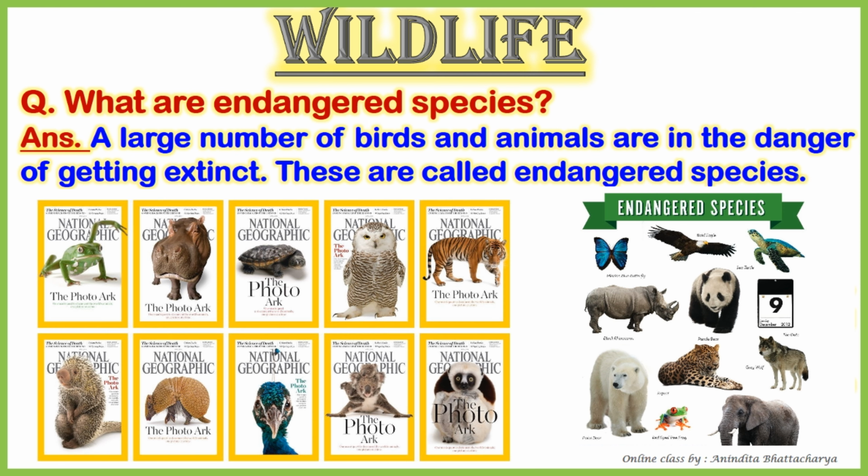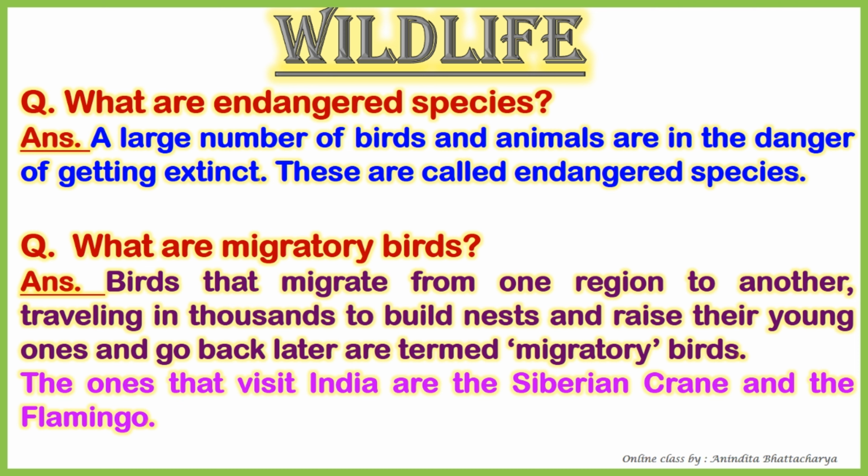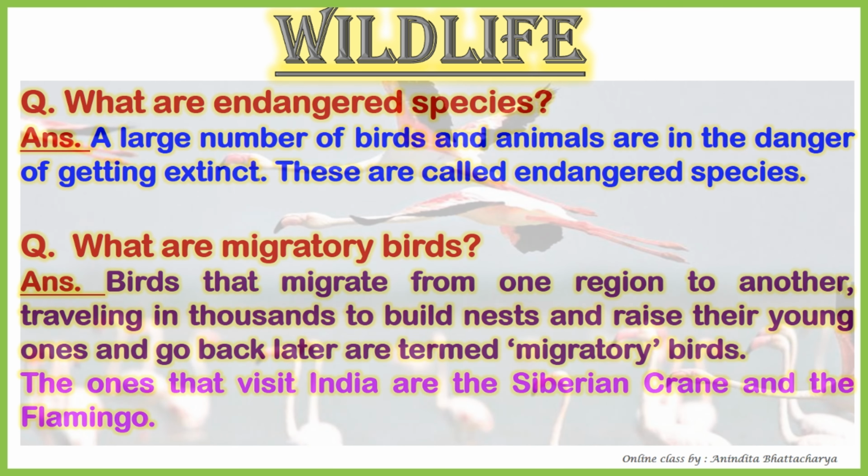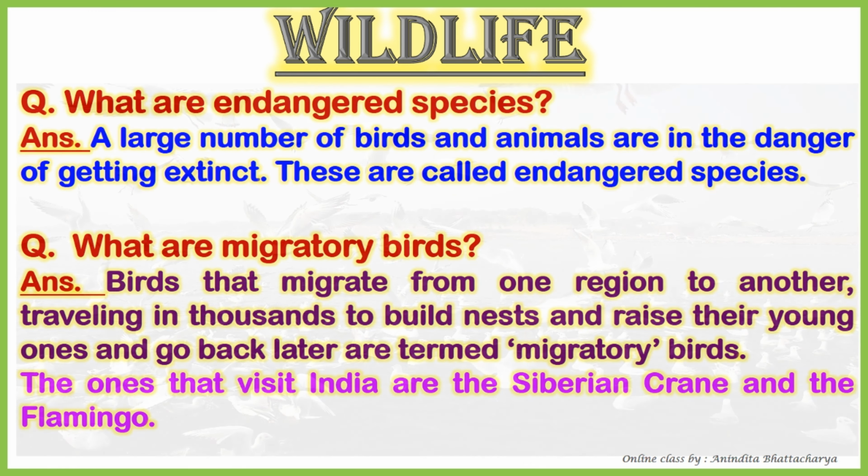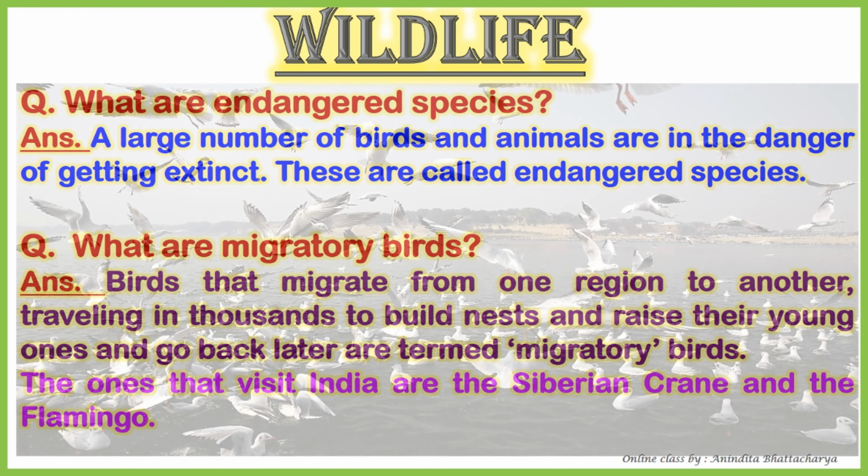I think children you have heard about endangered species. A large number of birds and animals are in danger of getting extinct. These are called endangered species. What are migratory birds? Birds that migrate from one region to another, traveling thousands of kilometers to build nests and raise their young ones and go back later are termed migratory birds. Example: Siberian crane and flamingo.